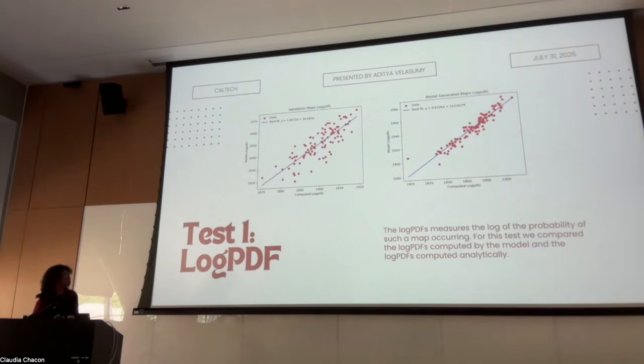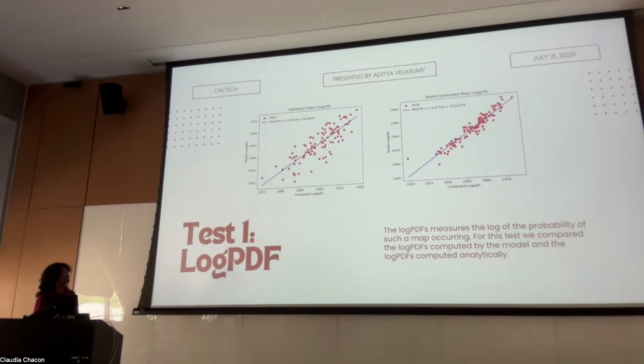The first test we did for our model was a log PDF test. This helps us understand how probable a map is. When we are creating our maps, the model will give us a log PDF, and later on we can also compute it analytically. On the right-hand side, these are the log PDFs for maps that are created by our model. It appears that there's a tight scatter, but the correlation coefficient is only 0.8, which means that it's not as accurate.